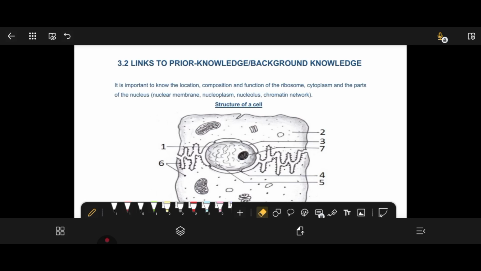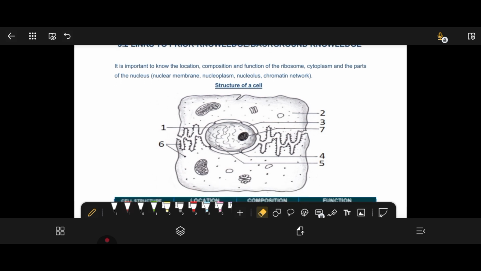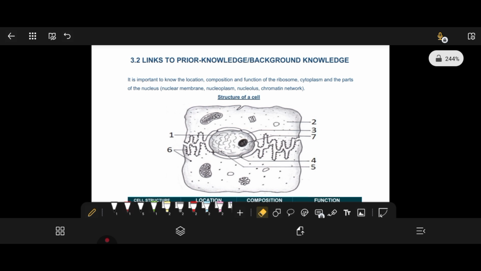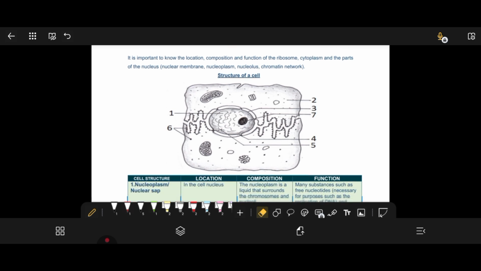Good day, guys. So in this video, we are going to be learning about DNA, the code of life. When we look at our guideline, it tells us that we need to know what a cell is. It is very important to know the background knowledge. This is the structure of a cell, but what is a cell basically? A cell is the basic unit of life.